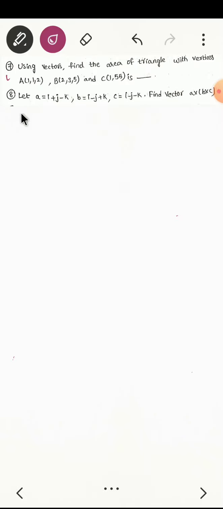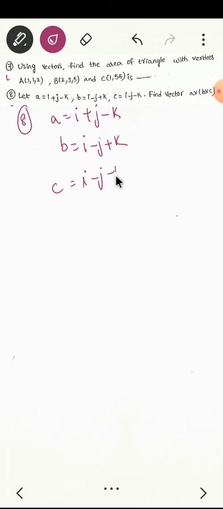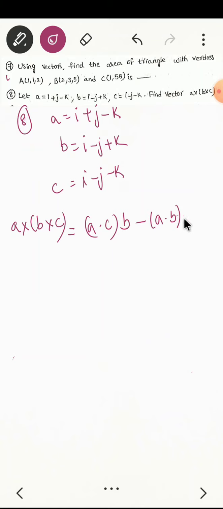Problem number 8. A is equal to I plus J minus K. B is equal to I minus J plus K. C is equal to I minus J minus K. Find A bar cross B cross C. First you can find B cross C, then find A cross the obtained B cross C. That is one way. Another shortcut is (A dot C) B minus (A dot B) C.